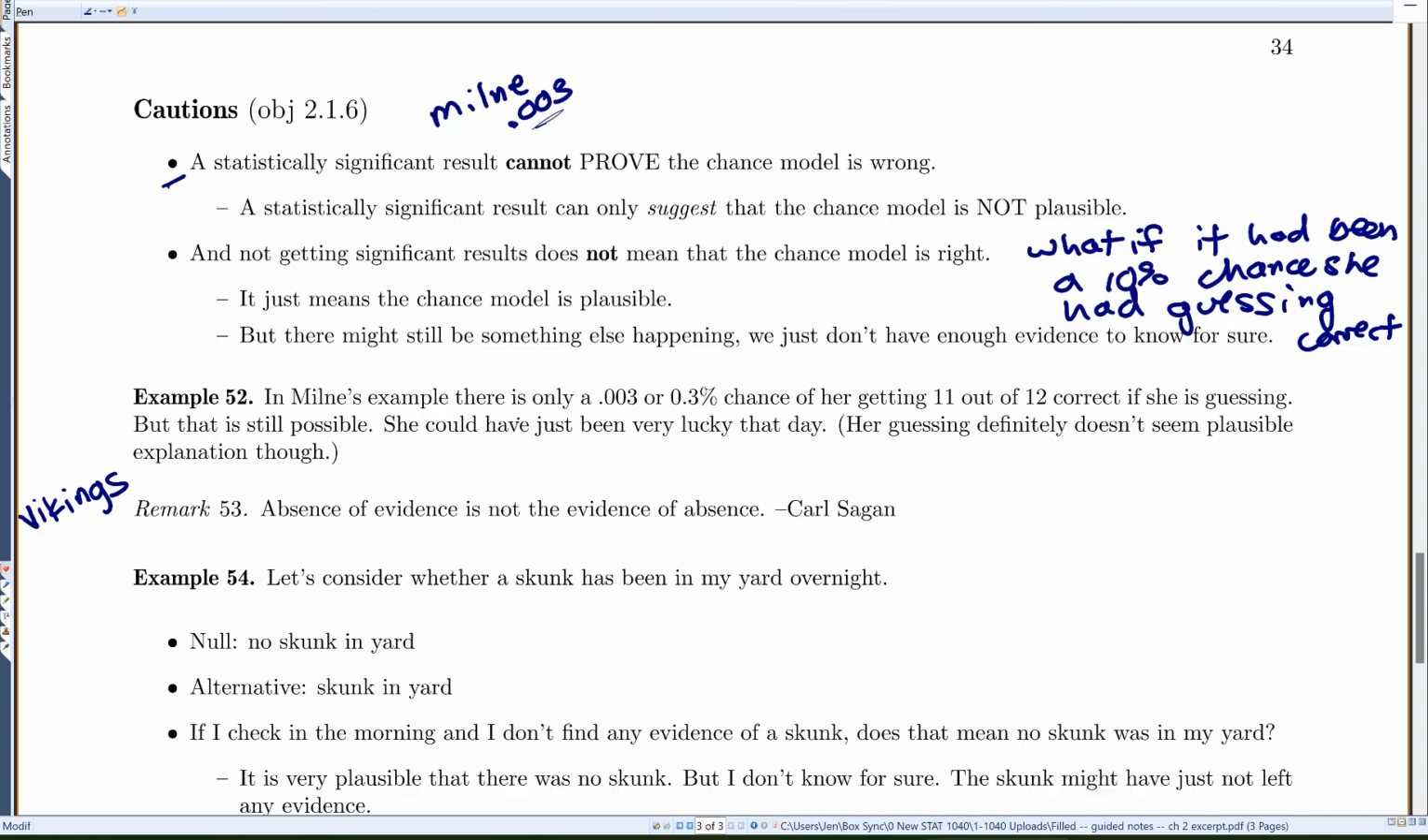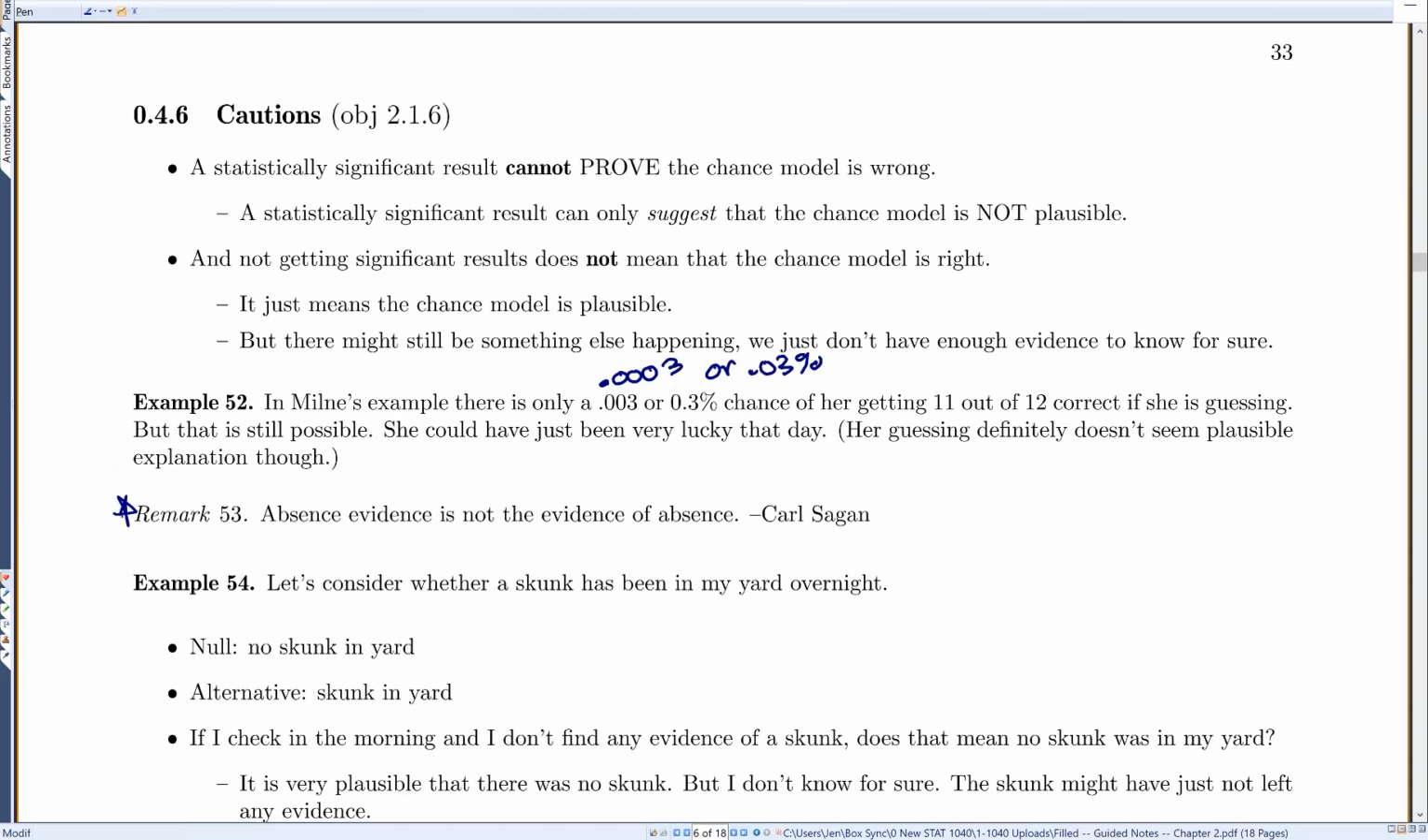So in Milne's example, there was only a 0.003 chance of her getting 11 out of 12 correct if she's just guessing, but that's still possible. She could have just been very lucky that day. But again, her guessing definitely doesn't seem to be plausible. And a famous quote is that an absence of evidence is not the evidence of absence. So just because you don't have evidence for something doesn't mean you have evidence that it didn't happen.